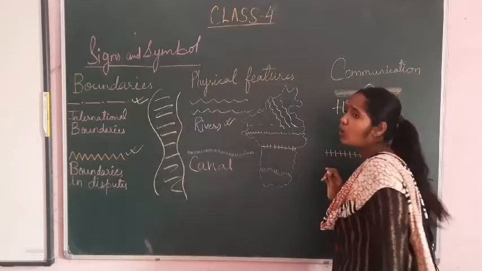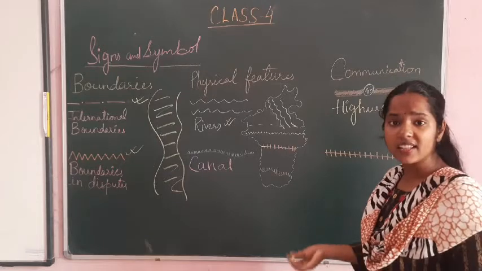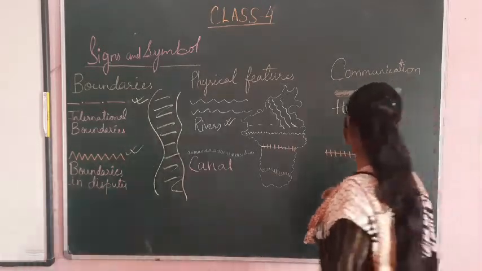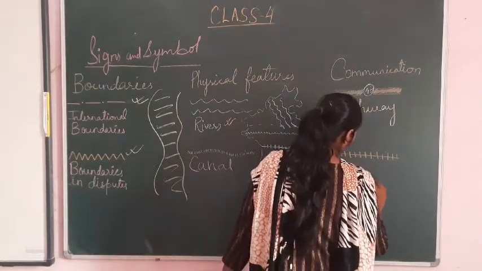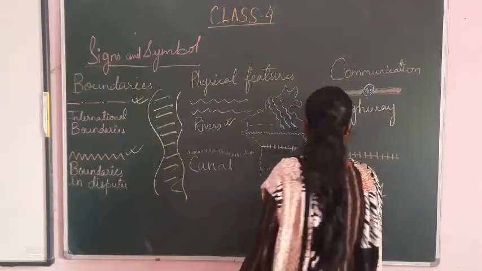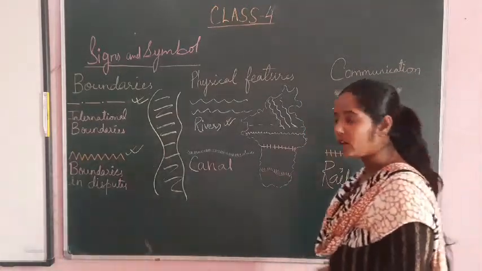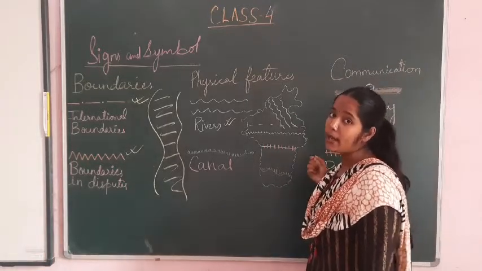By which we can go by car or by some buses. So it's a mode of communication, and this is a railway. It's a railway, okay, isn't it? So by railway we can go by train, no other options. Now I am going to tell you how we will find it in the map.